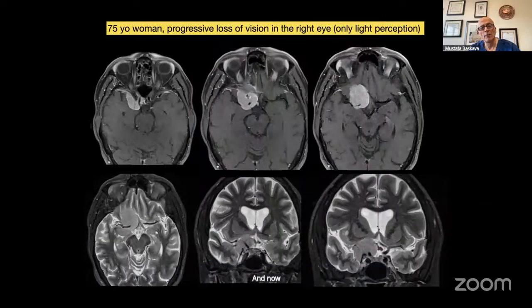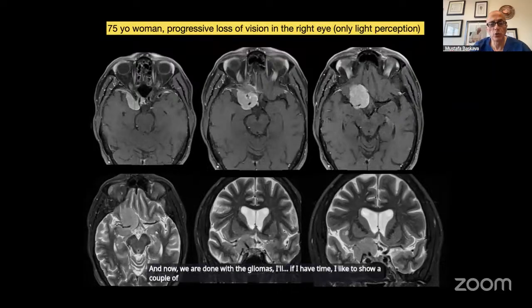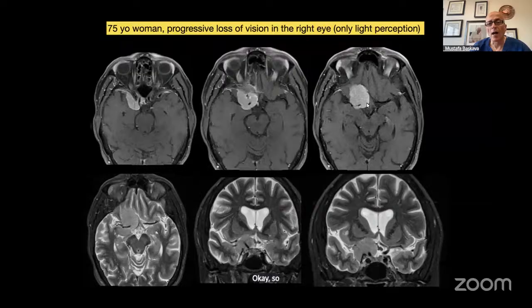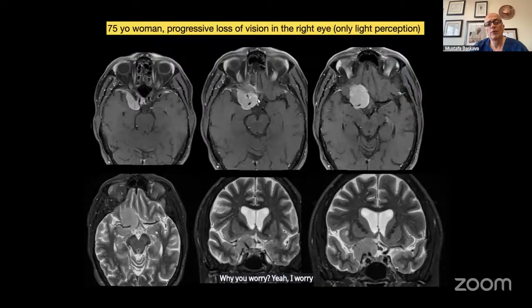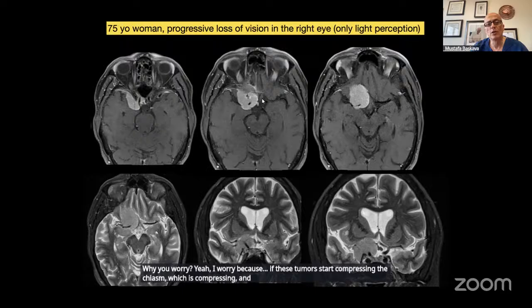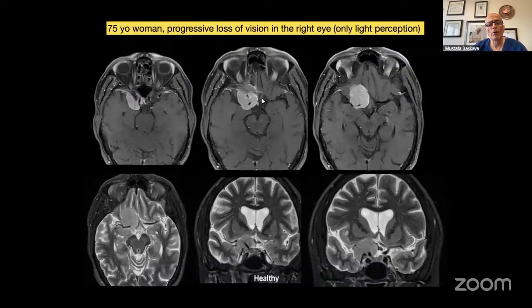And now we are done with the gliomas. If I have time, I'd like to show a couple of skull base tumors. So this is an anterior clinoidal meningioma. It's encasing the ICA, M1, and A1. Okay. So people said, you are 75, you already lost your vision, you are only seeing light. Why do you worry? I worry because this tumor is compressing the chiasm, and if you start losing the left side vision, this patient is a very active 75, actively working, healthy. So why do we worry, right?